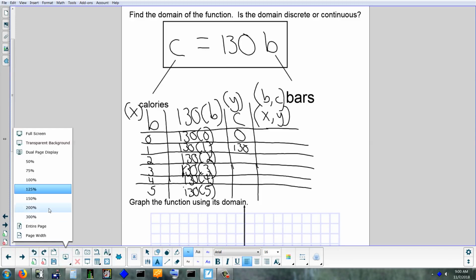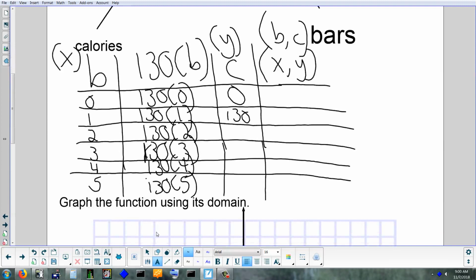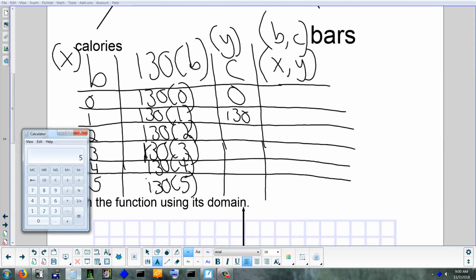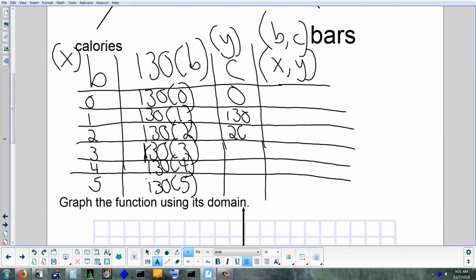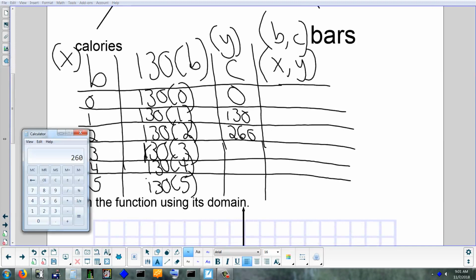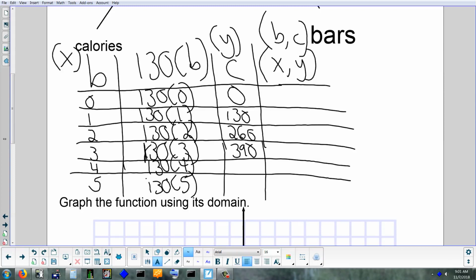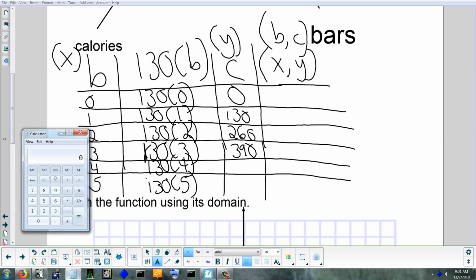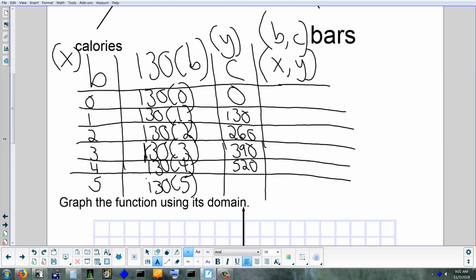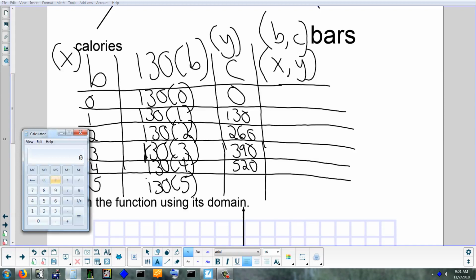Numbers are getting a little bit bigger now, right? I may want to use a calculator now. What am I going to punch in on my calculator? Ellie? 130 times 2. 130 times 2, 260. What am I going to punch in the next time? 130 times 3. Like Yusuf said, 390. 130 times 4, 520. And the last one, 130 times 5. I said 680, but it's 650.